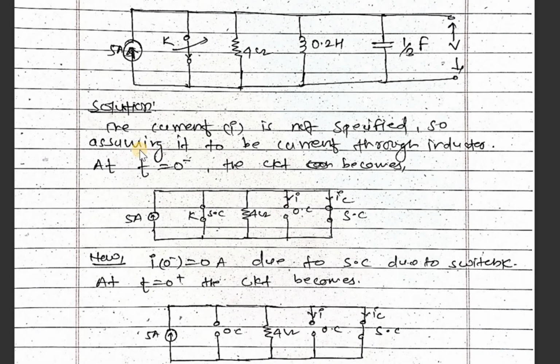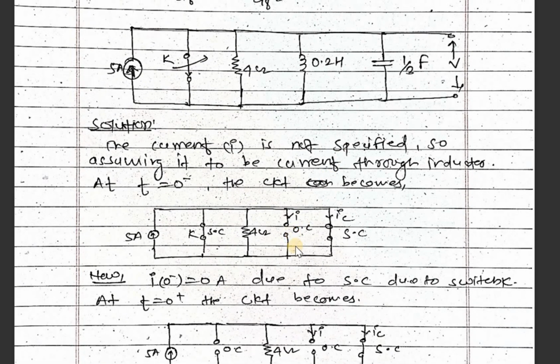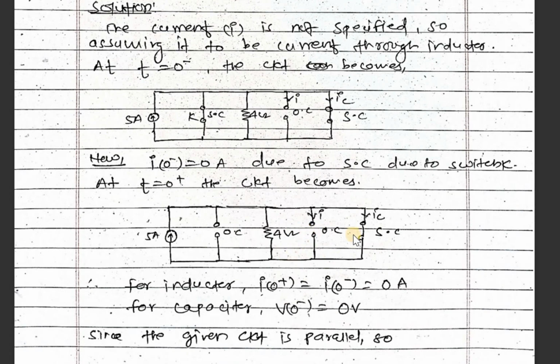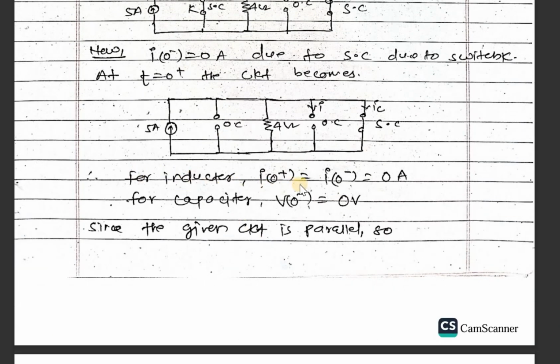The current i is not specified, so assuming it to be the current through the inductor. So at t equal to 0 minus the circuit becomes this. Here the inductor is open and the capacitor is short circuit. Now i0 minus equal to 0 ampere due to short circuit due to switch K at t equal to 0 plus the circuit becomes this. This is open and this is short and the switch is also open. For inductor, i0 plus equal to i0 minus equal to 0 ampere. For capacitor, v0 equal to 0 volt.